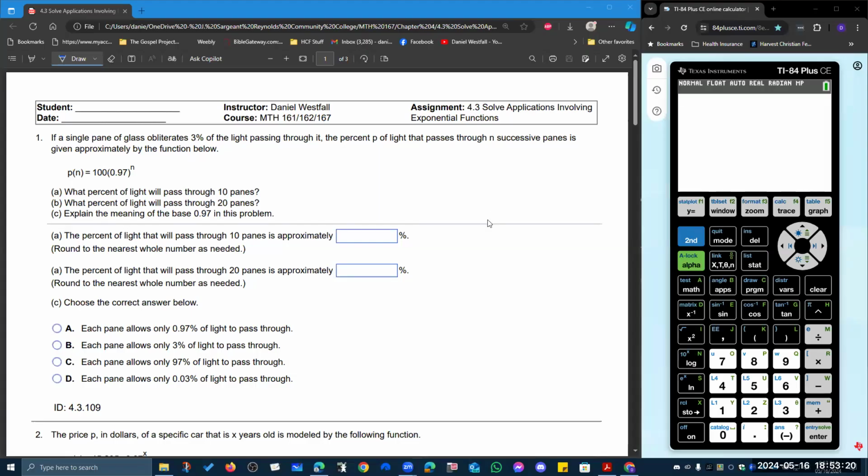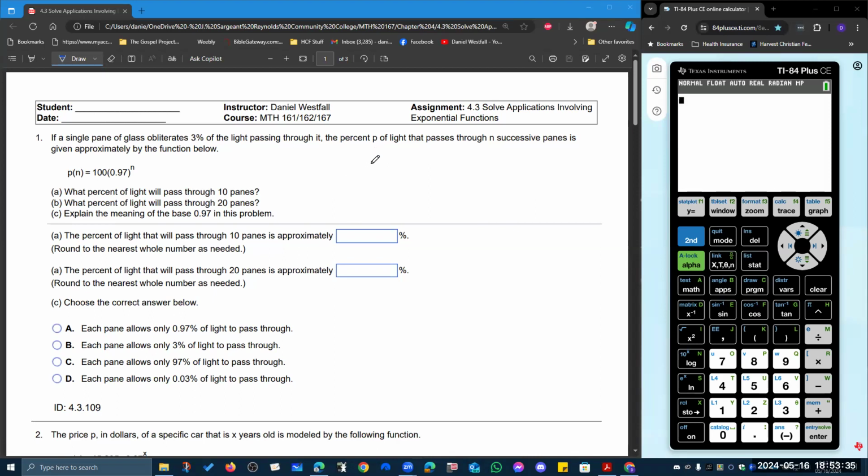In this video, we're going to solve applications involving exponential functions from 4.3. Let's go ahead and get started. I've got my graphing calculator open to the side over here to help me with solving these.